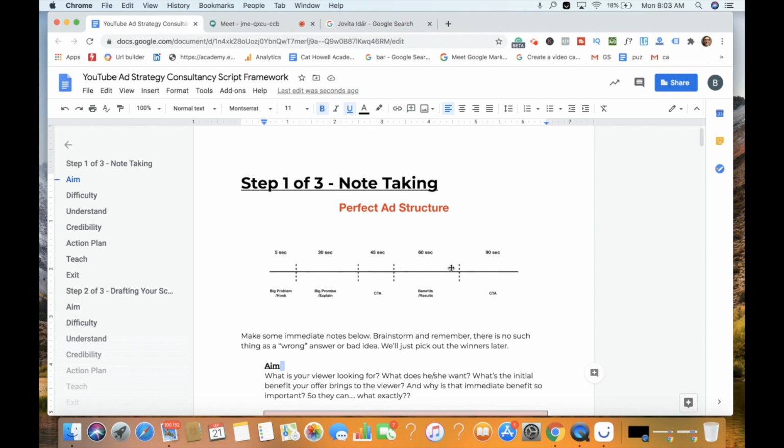Really after that, it's a solid minute or two of explaining the benefits of your product or service and showing the results. This is potentially the longest section of your video. 60 seconds I think is enough time, but it could be longer. Then again you close with a call to action, maybe tying the two together. So this is the perfect YouTube video ad structure.